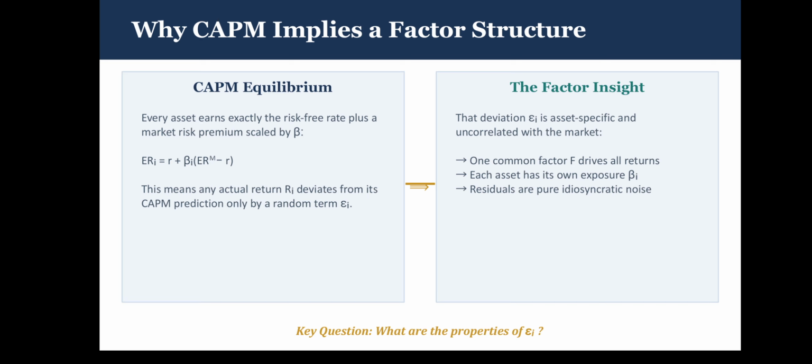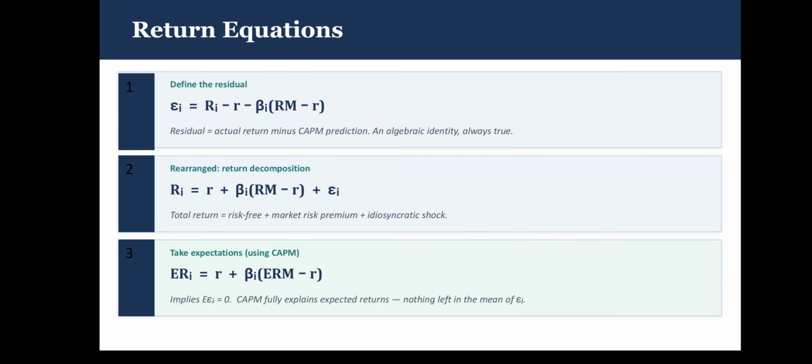Let's start with a core question. Why does CAPM imply a factor structure? Recall that CAPM gives us an equilibrium condition. The expected return of any asset equals the risk-free rate plus a risk premium proportional to beta. Now, here's the key insight. If CAPM tells us exactly what the expected return should be, then the actual return can only differ from the predicted value by some random term, a surprise. We call that surprise epsilon i. That's how we get to equation 1.